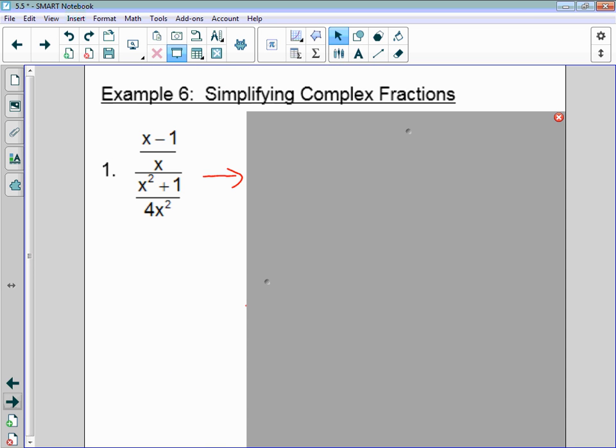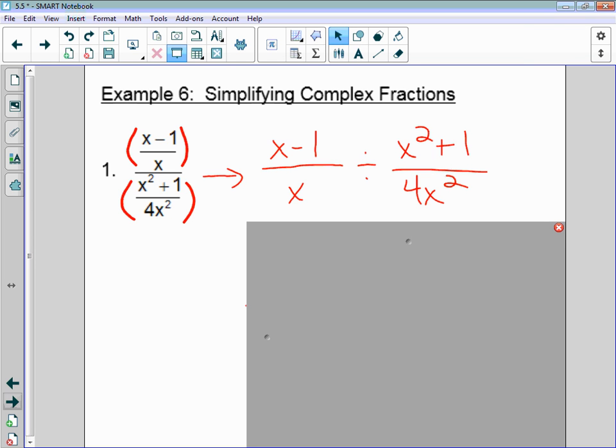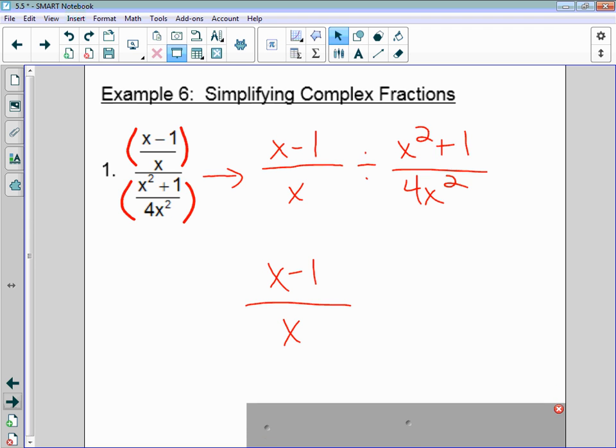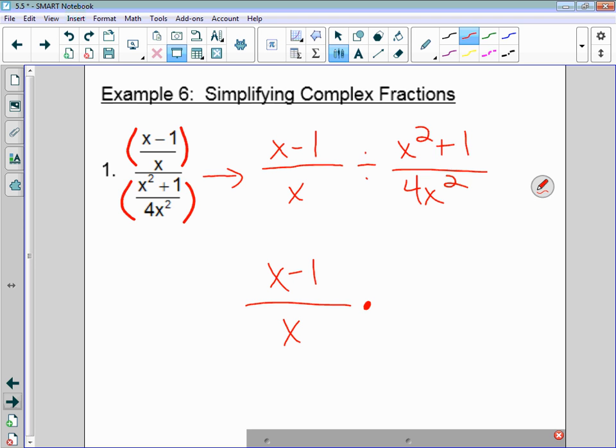Our next example looks really ugly, but we just have to keep in mind that all we're really saying is this divided by this. Okay? So if we rewrite that, it looks a little bit more friendly in this structure. So after we do that, we would then again make it become a multiplication problem. So I would do x minus 1 over x times 4x squared over x squared plus 1. And we would continue on with that.